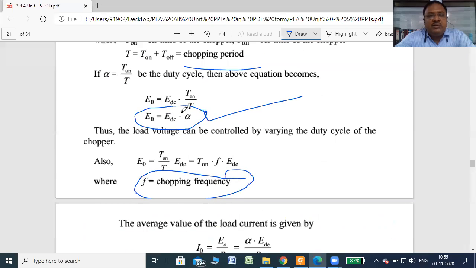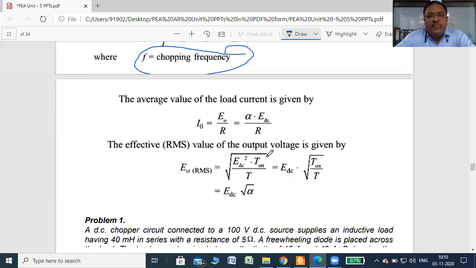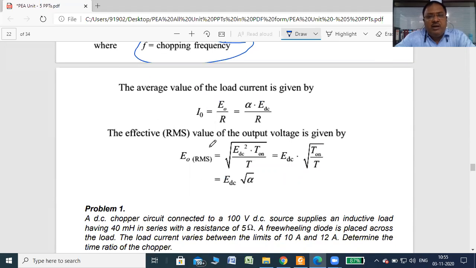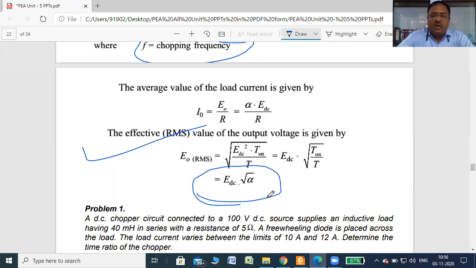E0 is nothing but alpha into EDC, so I0 is alpha into EDC by R. The effective RMS value of output voltage is given as EDC square into T on by T under root. So E0 RMS equals EDC into under root of alpha. This is the effective RMS value of output voltage.